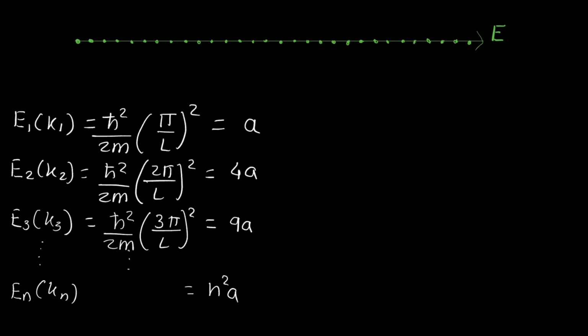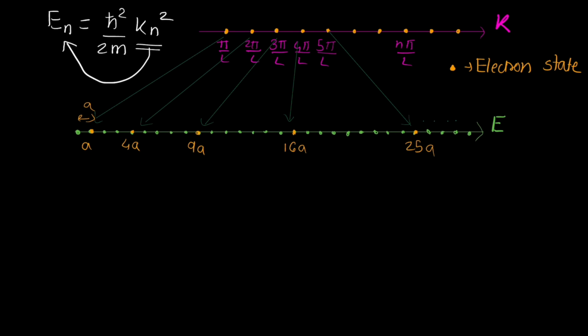Now let's try to plot these values in the energy domain. As all the values have A as their common multiple, let's keep our unit distance equal to A. The first state will be at a distance of A. Then the next state will be at a distance of 4A. Next at 9A. And so on. So this is how the states distribution will look like in the energy domain.